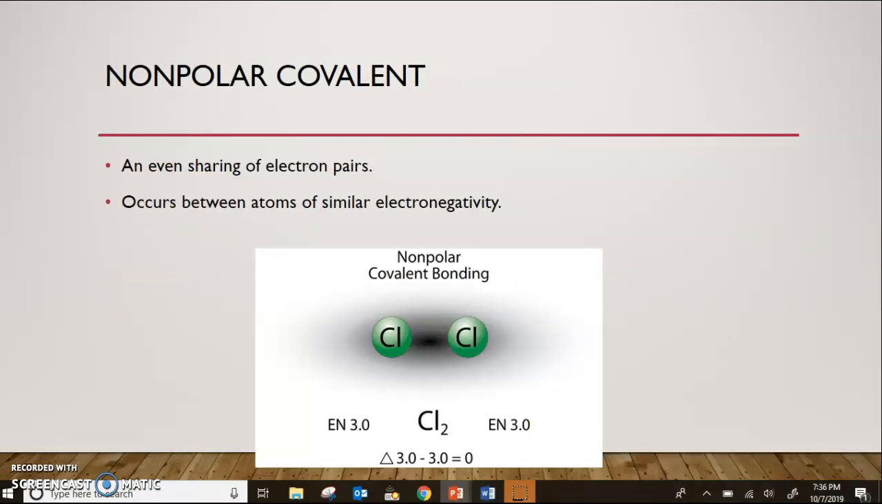So nonpolar covalent, we'll come back to this. I have an even sharing of my electron pairs. And you can see here that my electron cloud is pretty evenly distributed over those two chlorines. This occurs when the electronegativity values of my two atoms are roughly the same. They don't have to be exactly the same, but they should be pretty close together. That just means that one atom, even though it's bonded, doesn't particularly have more of an attraction for an electron than the one that it's bonded to.